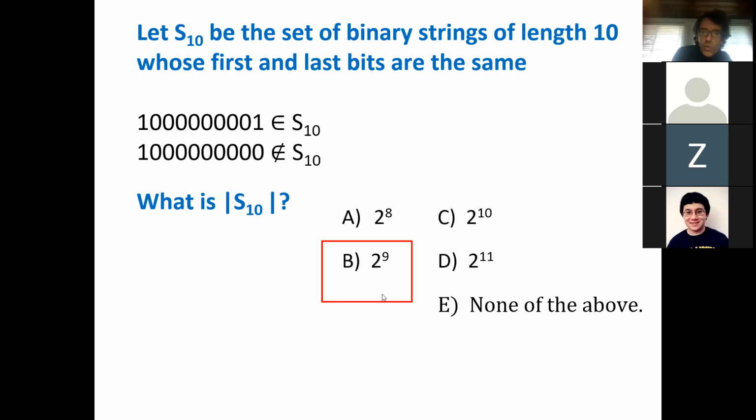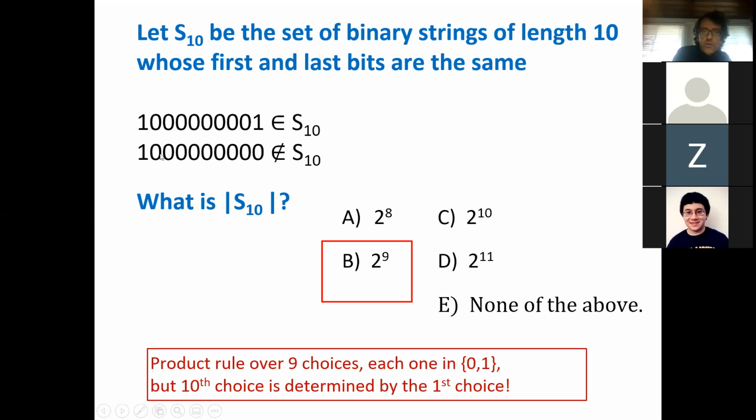Okay. Why is that? Because you have 9 unconstrained choices for the first 9 digits and no choice about the 10th digit, right? The 10th digit is determined by the previous ones. So it's just the number of 9 digit bit strings, because for the 10th digit there's no choice in it, right?